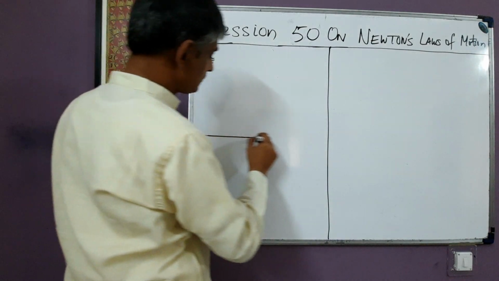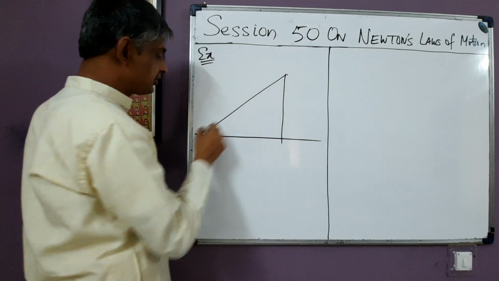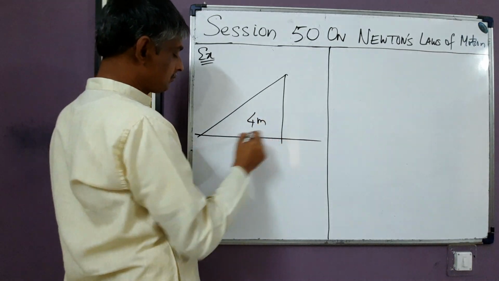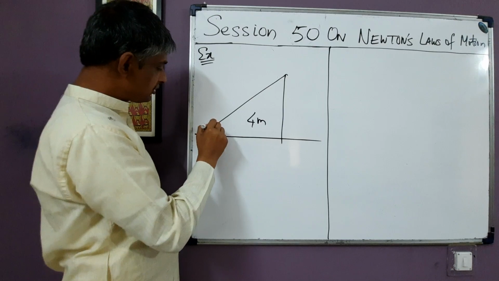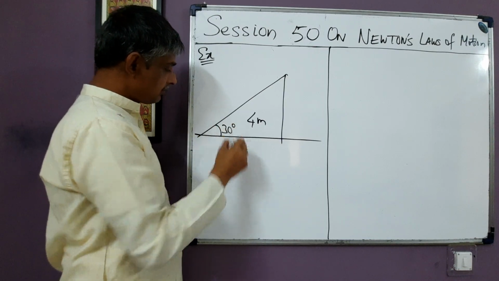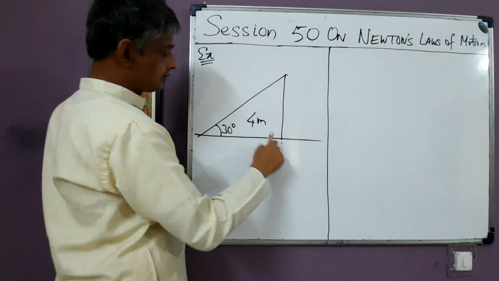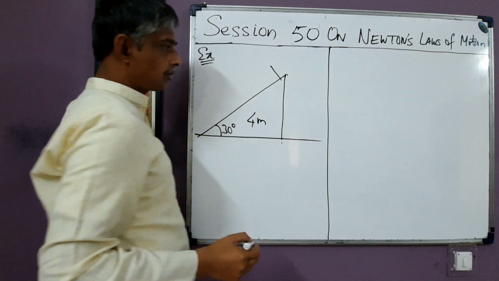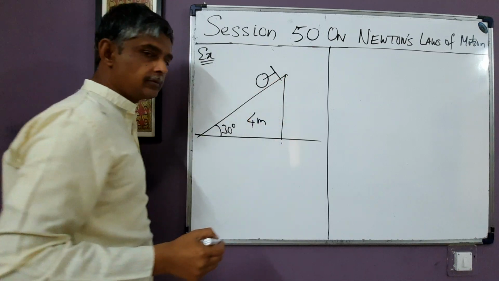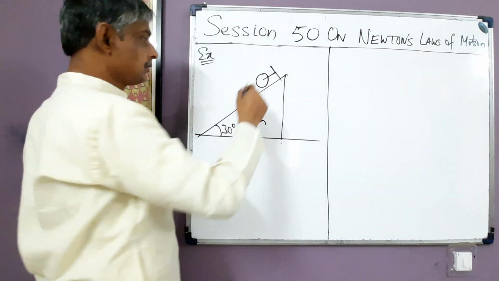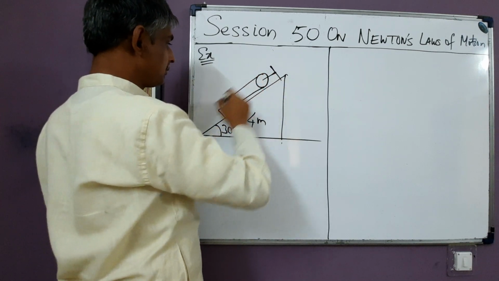See, this is a smooth horizontal surface. This is a wedge of mass 4m. Side view is shown. This is the inclined face of the wedge, which makes an angle of 30 degree with the horizontal. Here there is a fixed rod support. From this a massless pulley has been attached, smooth massless pulley. This is a string. Here we have a block of mass m.